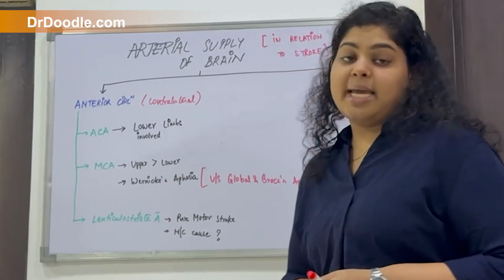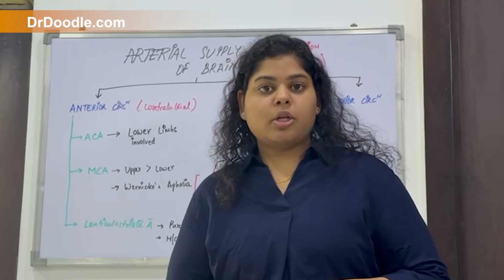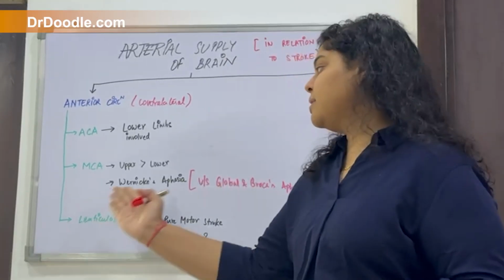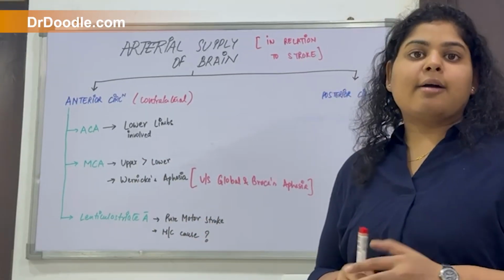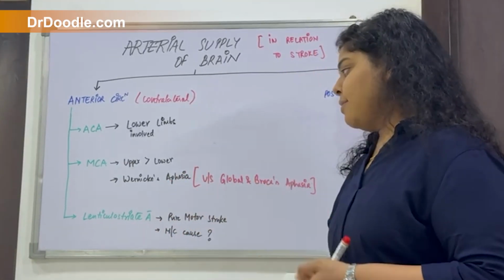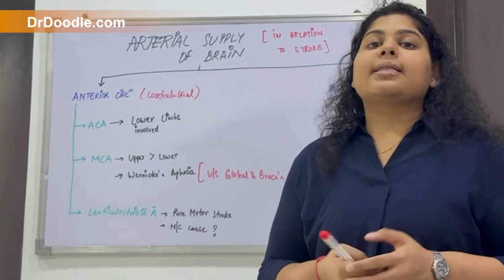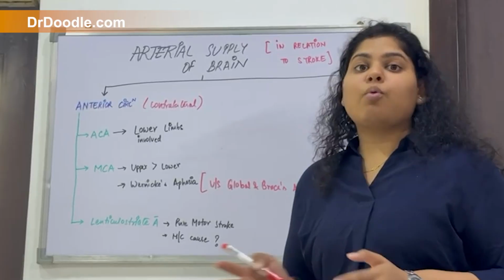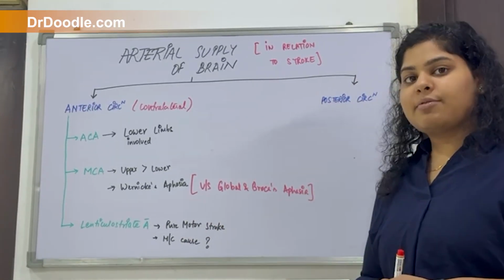Then comes the MCA. The MCA supplies the upper limbs more as compared to the lower limbs. But the differential feature for an MCA stroke is the presence of Wernicke's aphasia. Now, what do you mean by an aphasia? Aphasia is when you have problems speaking. A Wernicke's aphasia is when the person loses the ability to comprehend, that is given by the temporal lobe, but the speech is fluent, versus the other two kinds of aphasia, which are global and Broca's aphasia.